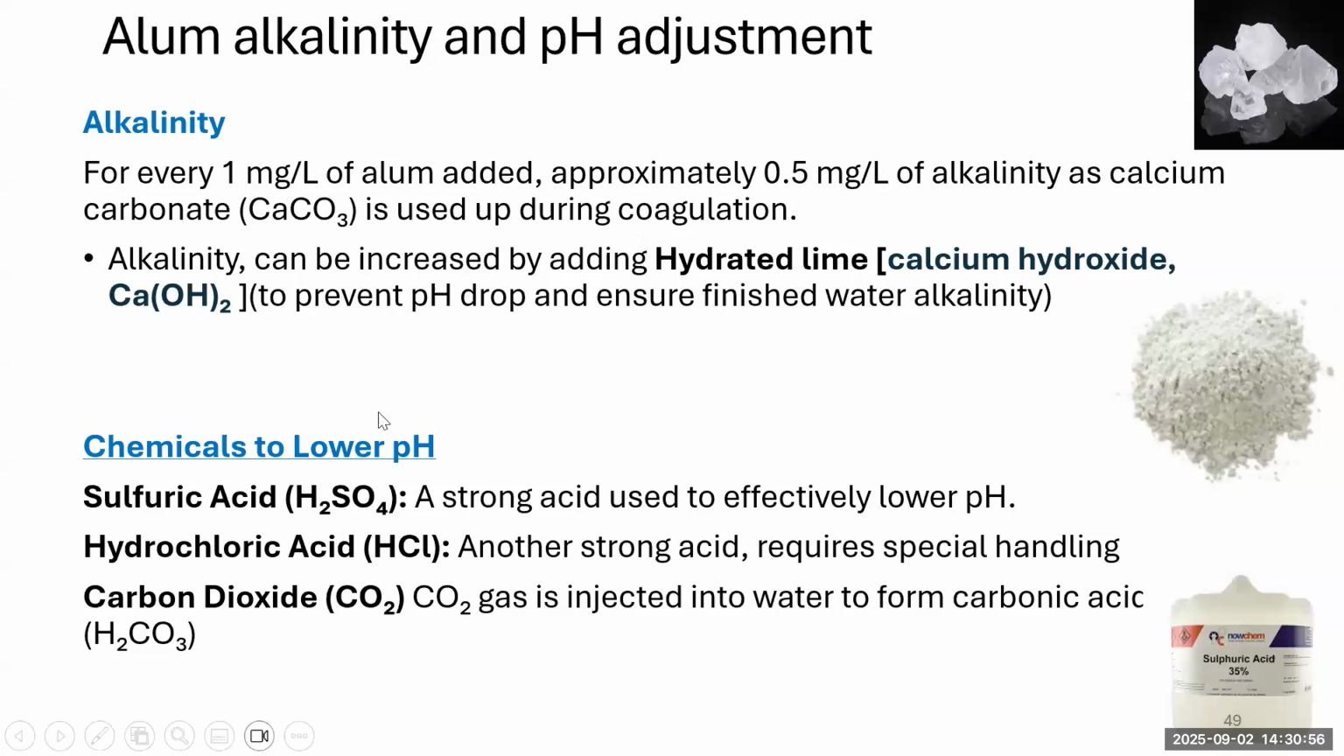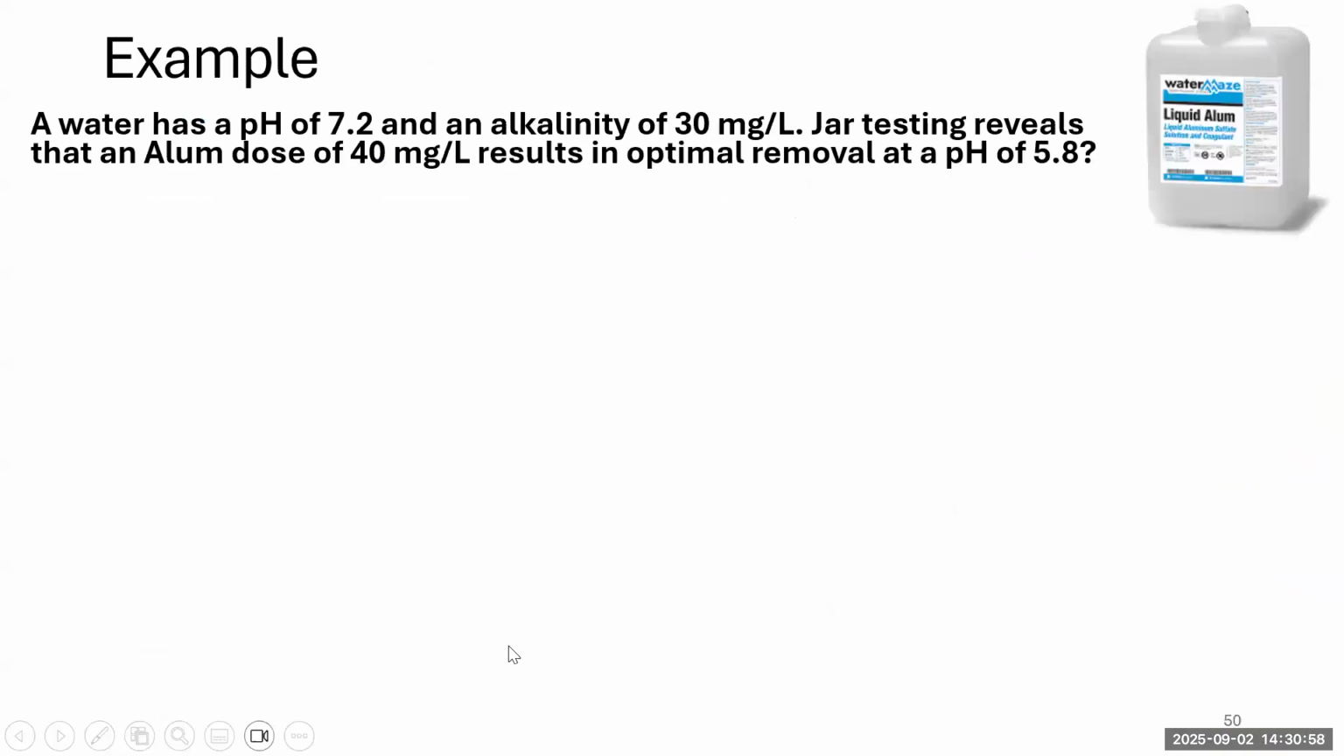Welcome back, everyone. We were talking about alum, and I'll give you a little example here with using alum. Here is a scenario. We have a water that has a pH of 7.2. We have an alkalinity of 30 milligrams per liter in the source water. We do some jar testing, and we're going to try to use alum, and we need a dose of about 40 milligrams per liter. And that produces the best removal when we have a pH of 5.8.